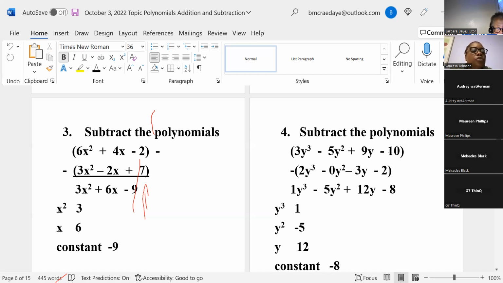Now these are your constants right here. They could be anything. They could be 100, 20, or 25. See, there's a -10, -2, -8. But when you have a variable and an exponent, and it's not in both polynomials, whether you're adding or subtracting, you could just bring that down to your difference if it's subtracting, or your sum if it's adding, or you can just put a 0 in front of it. Your preference. You got it?